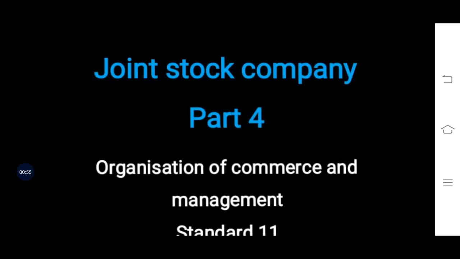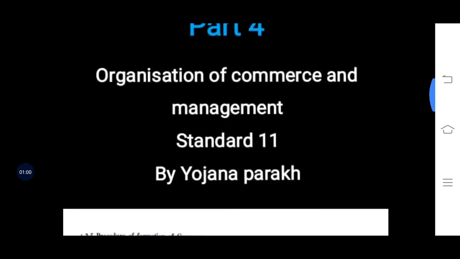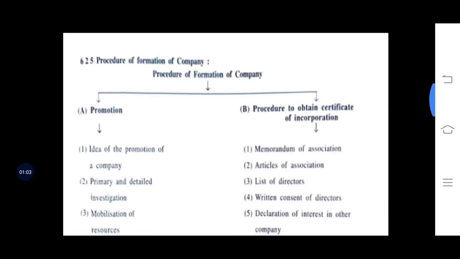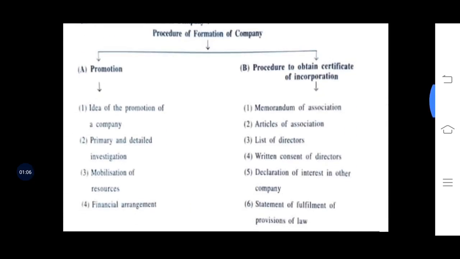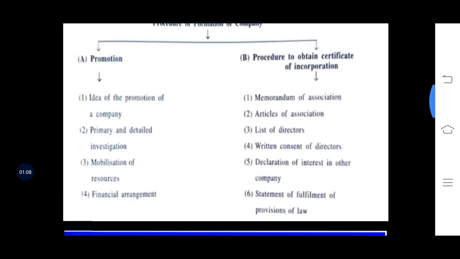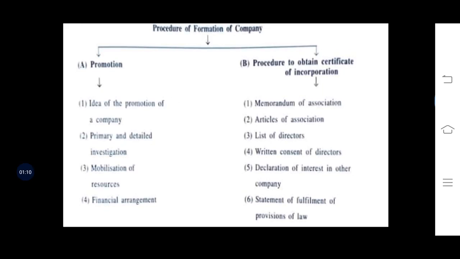So, the beginning process of a joint stock company. This is the procedure of formation of a joint stock company. There are two main procedures of formation of a company. First is promotion, and second is the procedure to obtain the certificate of incorporation. After that, the company can start its business.